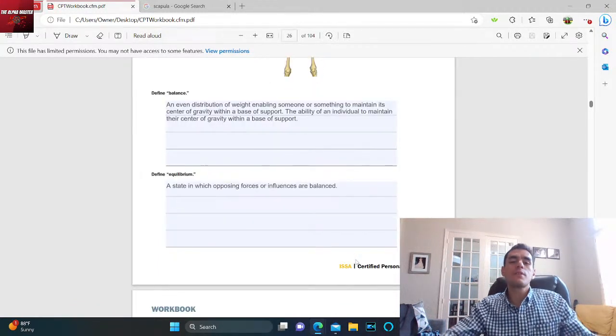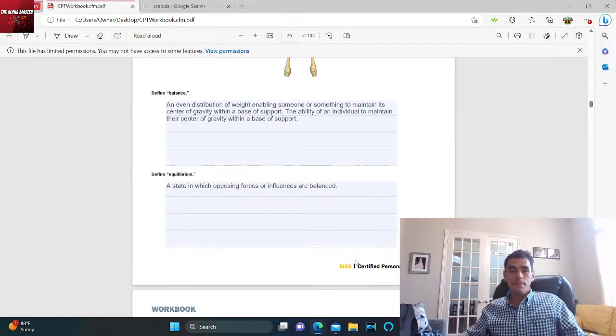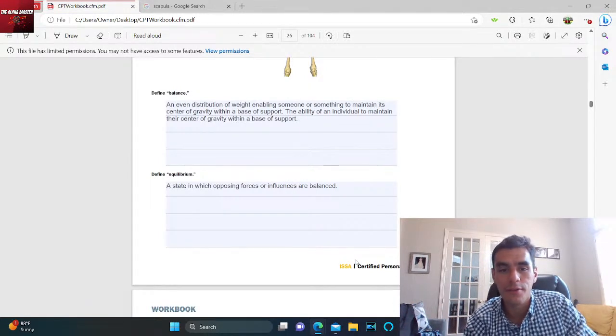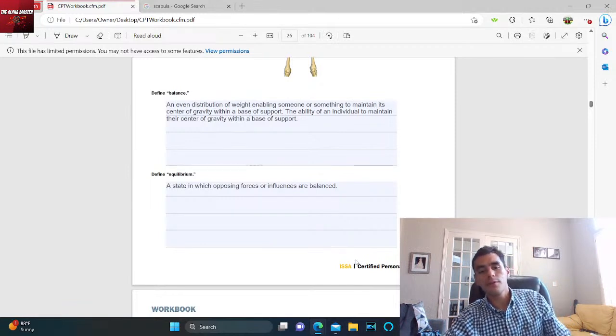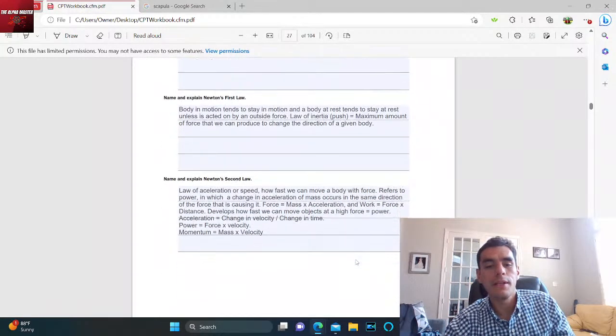Now, equilibrium is a state in which opposing forces or influences are balanced. It's going to be a state of equilibrium, a state in which opposing forces or influences are balanced. Now, stability.